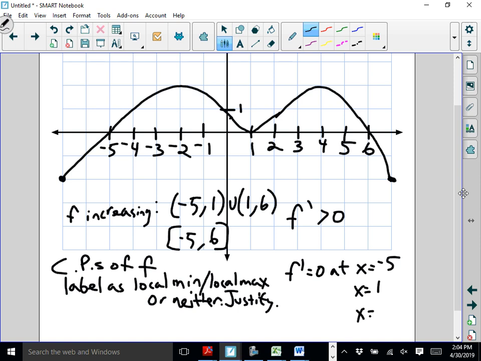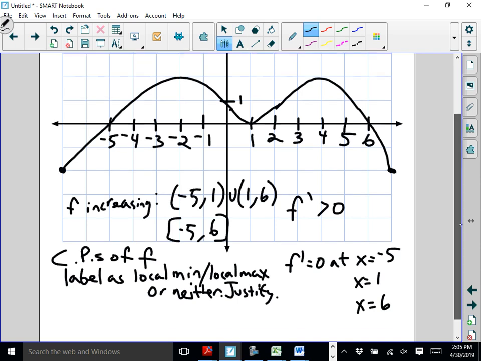So looking at our critical point at -5, we want to determine if that point on the graph of F is a local minimum, a local maximum, or neither. What we would do here is we would say, okay, how is F prime changing? Well, as we move left to right, F prime switches from negative to positive. That means F went from decreasing to increasing, which means we must have had a local min. So x equals -5 is a local min.